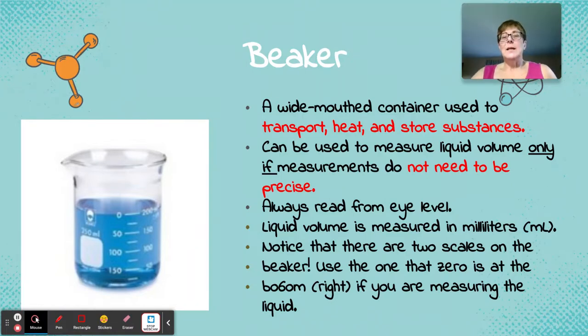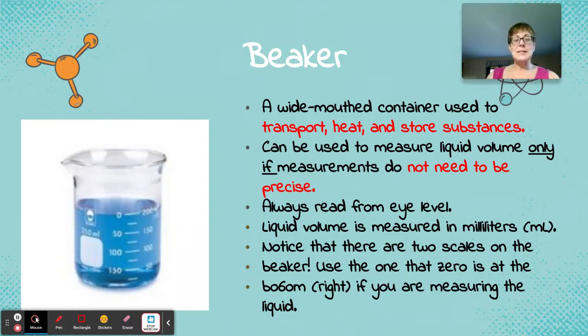All right, so a beaker can be used to measure liquid volume only if the measurements don't need to be precise. So if I'm looking for 50 milliliters or 25 milliliters, that's when we can use this. I still wouldn't if I'm looking for precision. You're always going to read it from eye level. I don't want to look down at something; I always want to bend down and look at eye level. Liquid volume is measured in milliliters, small m, capital L.